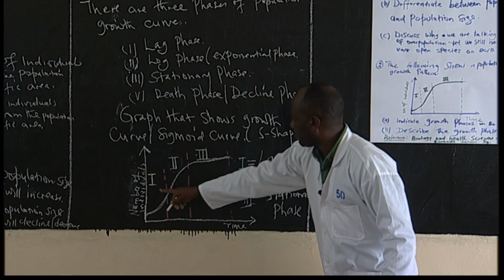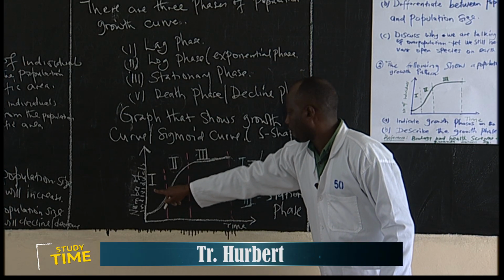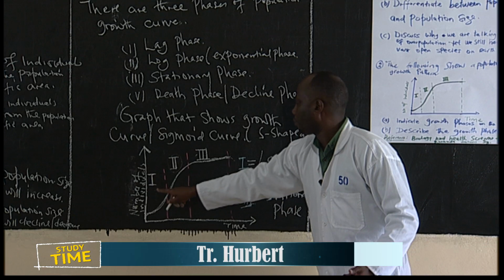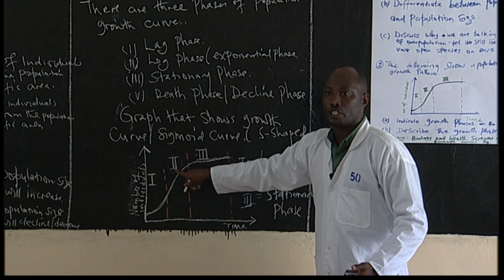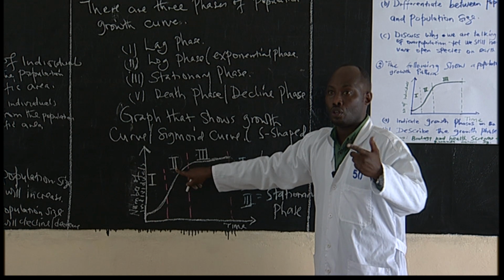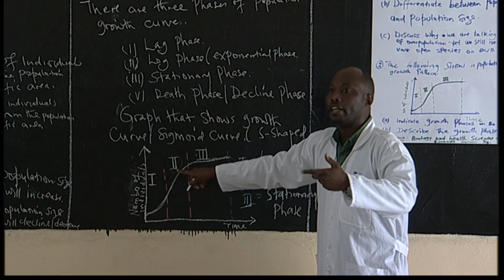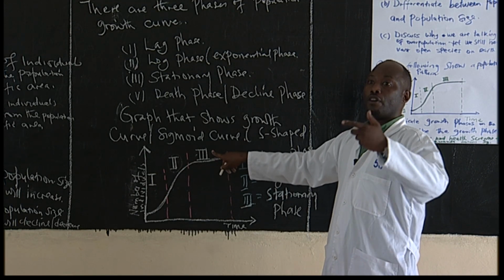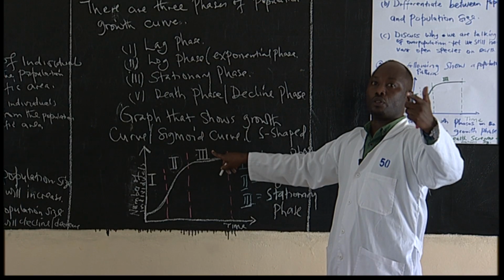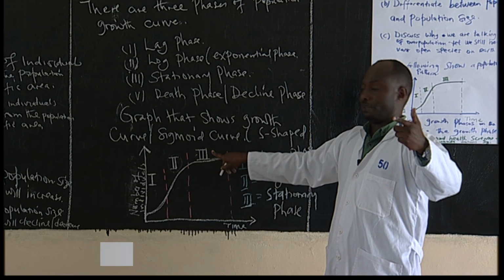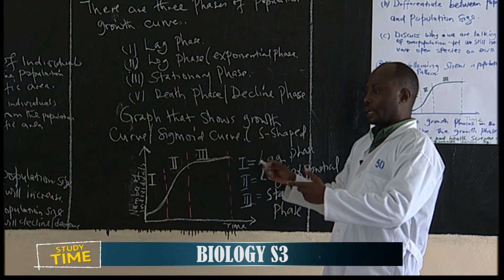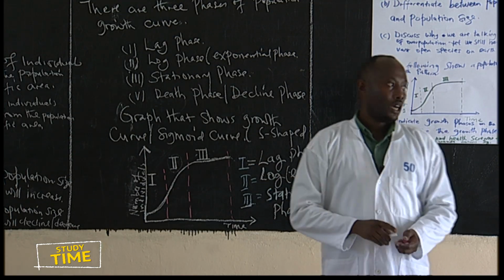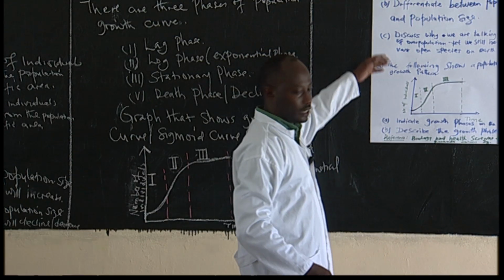So let me just make a summary. Lag phase is where there is no significant multiplication of individuals. In the log phase or exponential phase, there is significant multiplication of individuals, and that shows there is no environmental resistance. The organisms are multiplying rapidly. Then in the stationary phase, the competition is becoming very high because the number of individuals has increased. Eventually, it becomes stationary because there are limiting environmental factors that prevent them from multiplying.